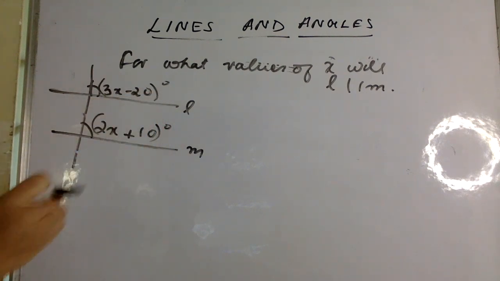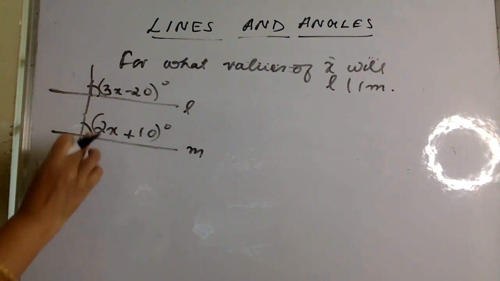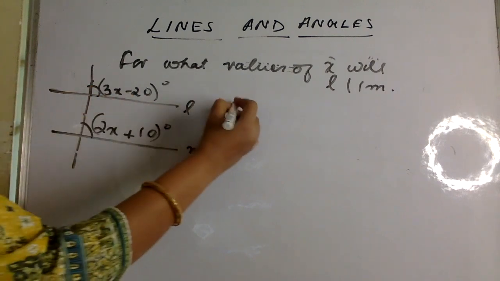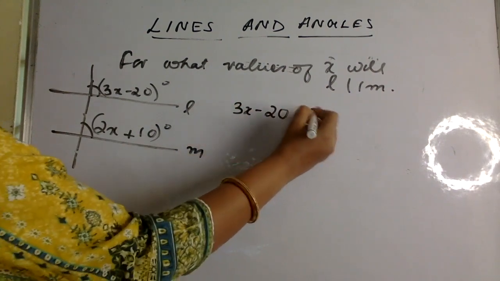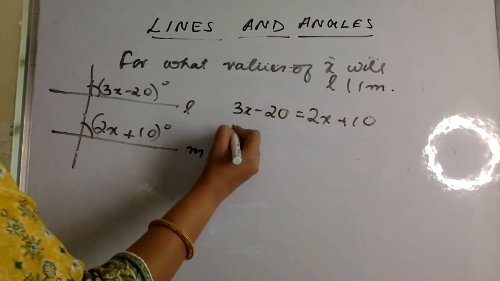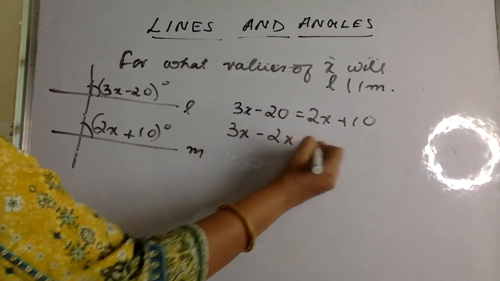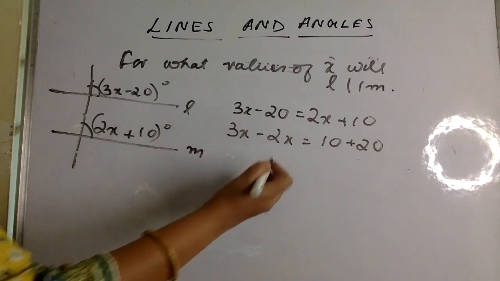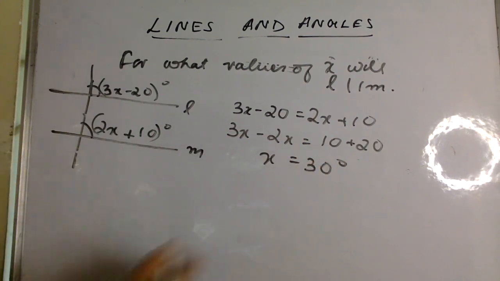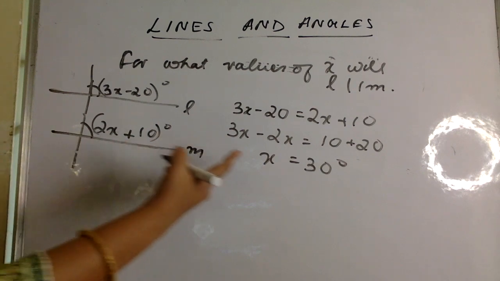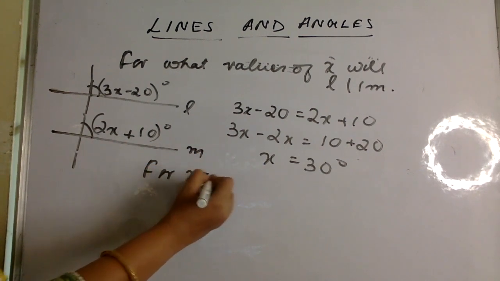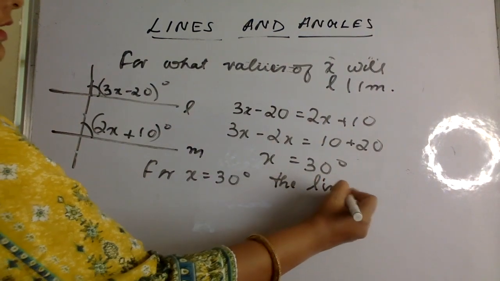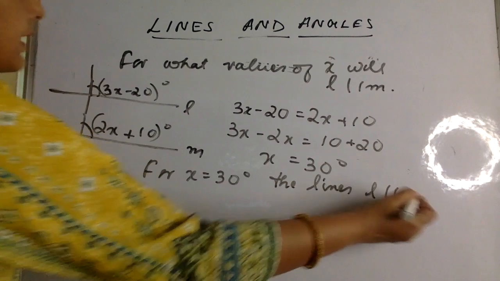Now I had told in the beginning of the video that if corresponding angles are equal, then lines are parallel. So these are in the corresponding positions, so I will take them to be equal. Now this forms a small linear equation. 20 goes to the other side, variables on one side, numbers on one side. x is equal to 30 degrees. So for x equal to 30, the lines are parallel. Line L is parallel to line M.